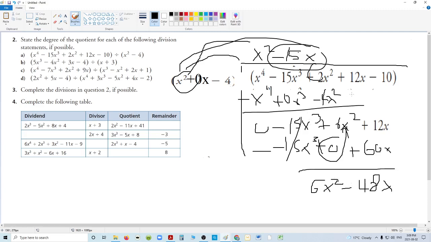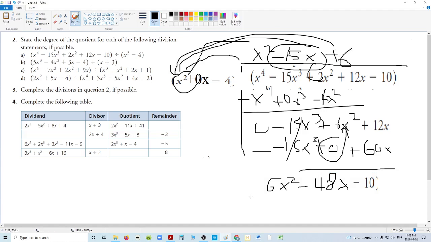Now I can do one last division. I have to bring down this minus 10. I'll bring the whole thing to the left a bit. And I can say, okay, I can put plus 6. Times 6x times x squared gives me my 6x squared, times the 0 will give me 0, and times the number I'll be left with minus 24. This allows me to subtract like terms.